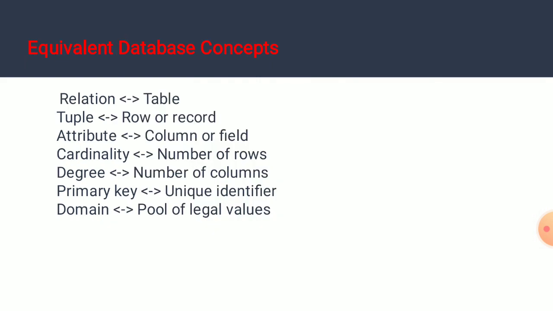So the equivalent database concept for a relation is known as a table. Tuples are known as rows or records. Attributes are known as columns or fields. Cardinality is the number of rows. Degree is the number of columns. Primary key uniquely identifies values, and domain means pool of legal values.